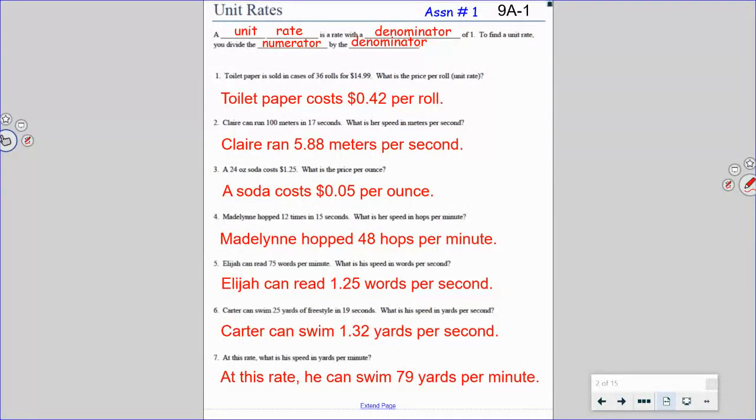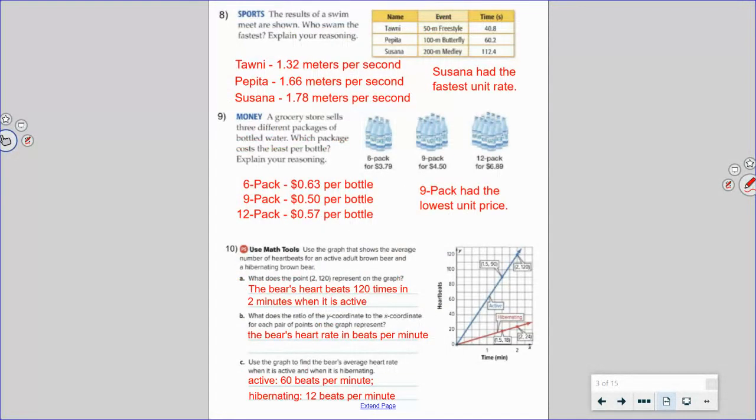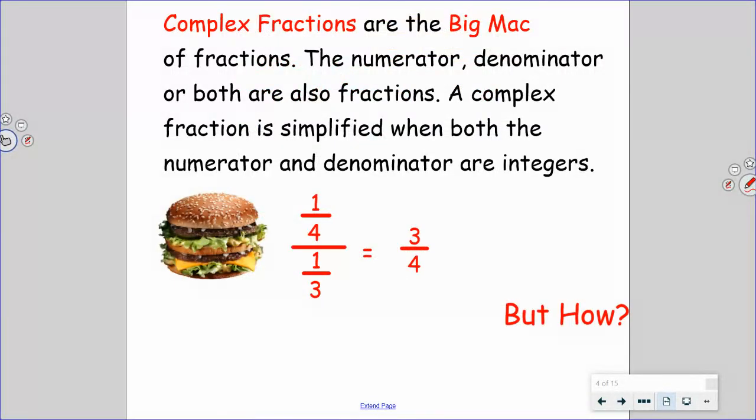Go ahead and pause, take a look at assignment number 1, take a look at your answers from the front page. Come on back when you're ready. And the back page, come on back when you're ready as well. Bring your questions if you have any, and here we go.